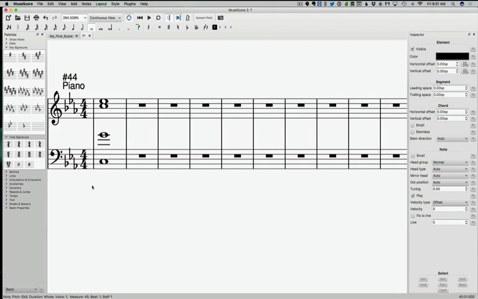Okay, next rule. If you're in first position, meaning the third is in the bass, let's do one of those.